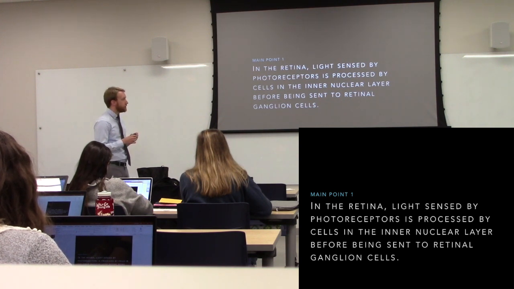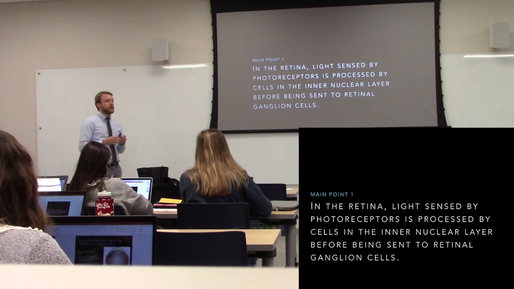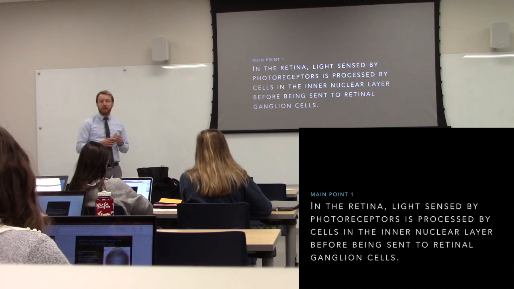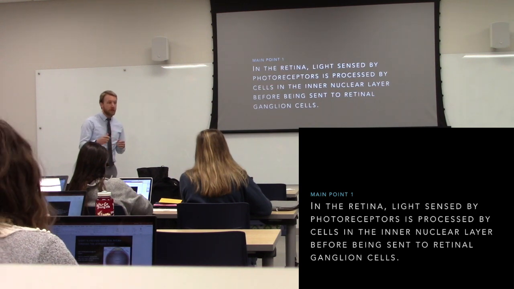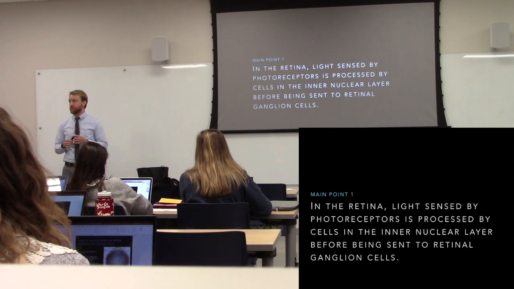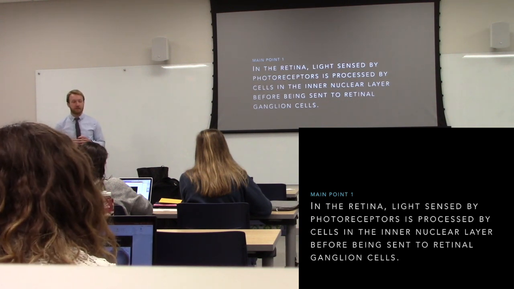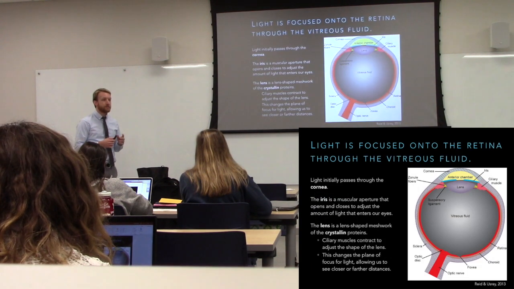And when light hits them, they're going to decrease the amount of glutamate they spit out, and that is going to affect the output of the retinal ganglion cells. So here's our output. In between there, we're going to have a bipolar cell. We'll get a little lateral inhibition to clean up the image a bit. That's basically it.